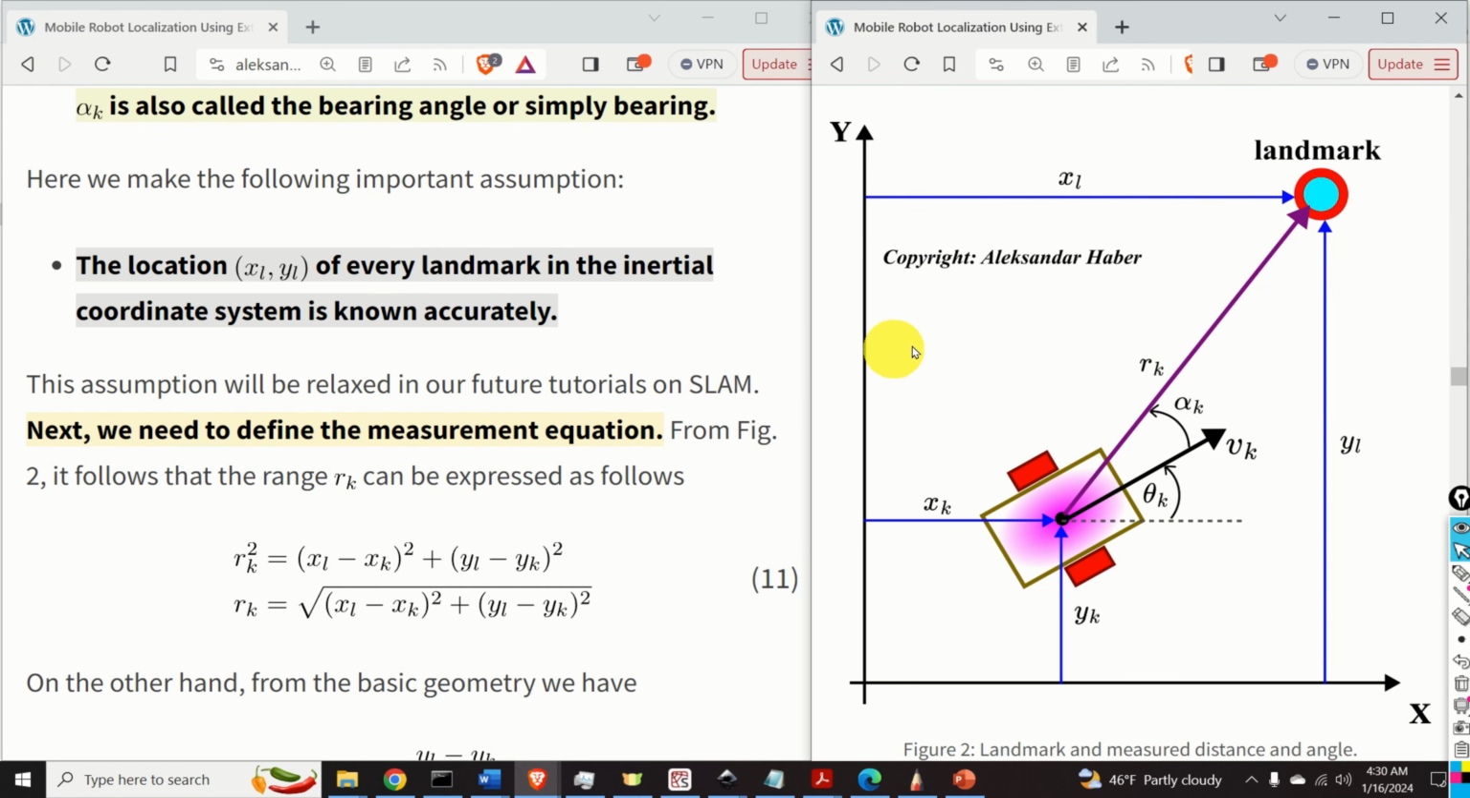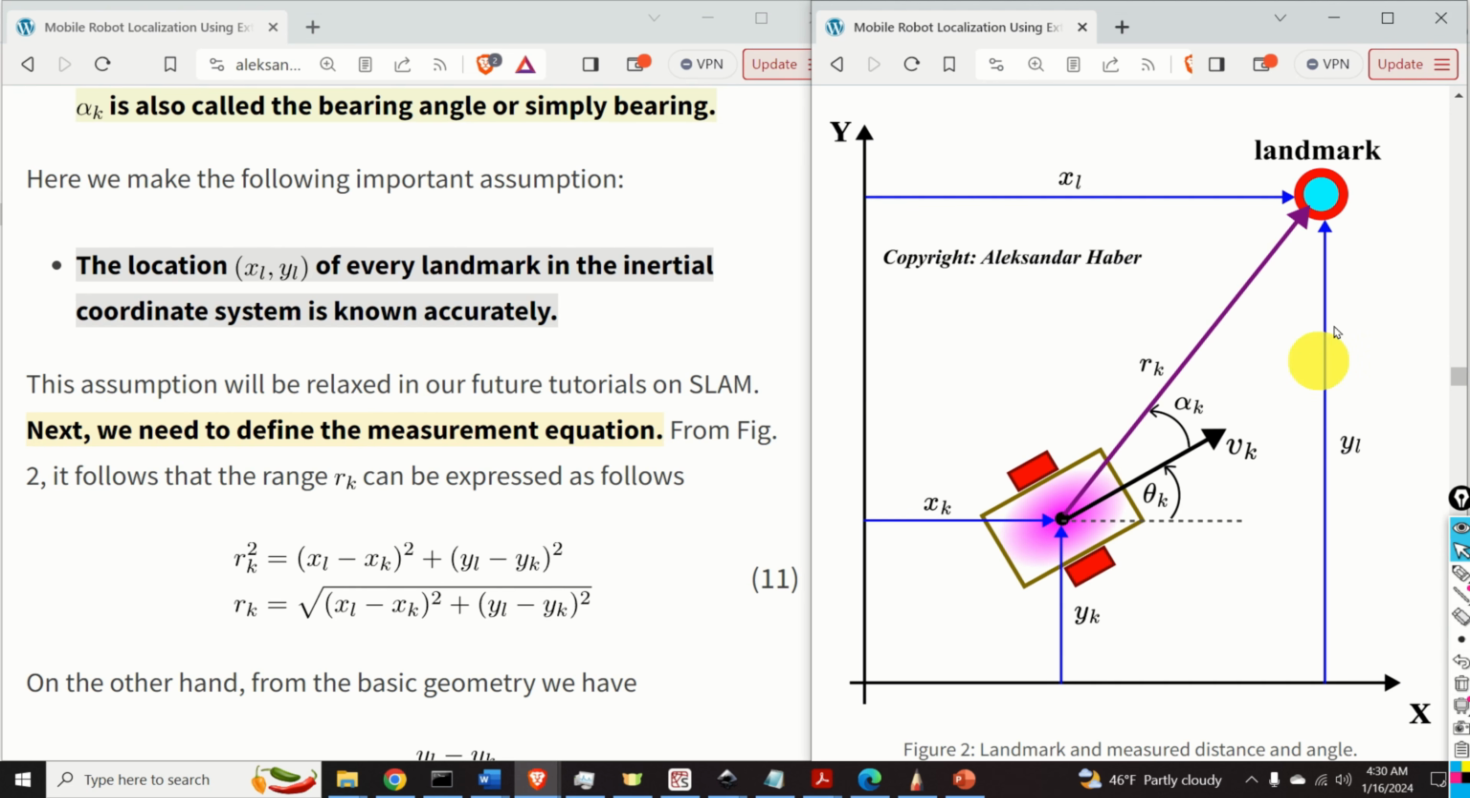Here we need to make one important assumption. The location xl, yl of every landmark in the inertial coordinate system is known accurately. This assumption will be relaxed in our future tutorials on SLAM. Next, we need to define the measurement equation.